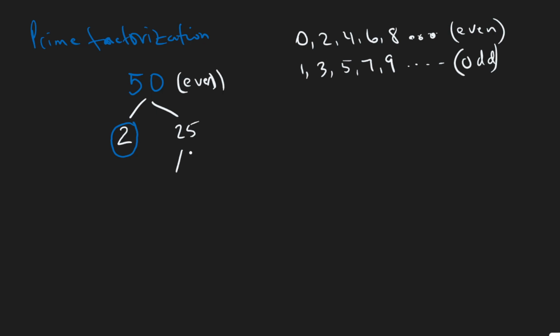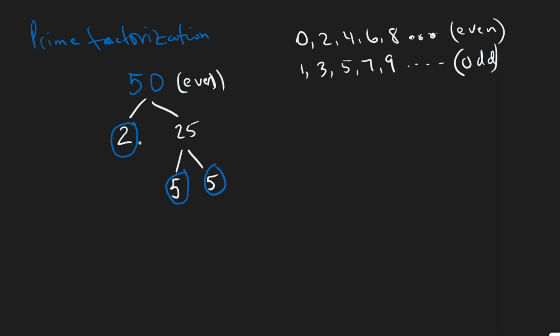So 25 is 5 and 5. We have 5 here and 5 there. Do you think 5 is a prime number? Yes, according to that definition, 5 is a prime number. So we stop here. We stop at the prime numbers.